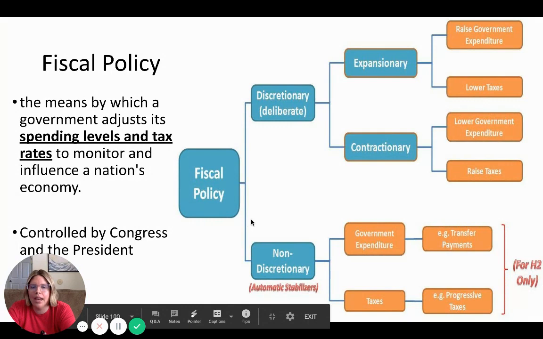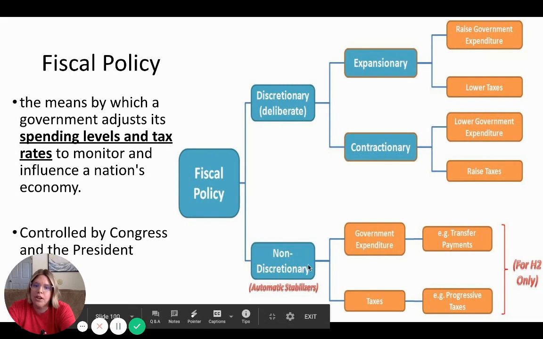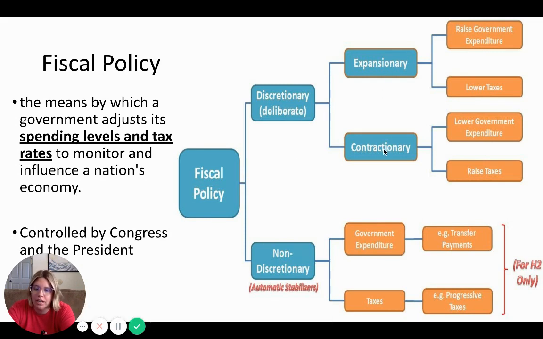Fiscal policy, again, is taxes and spending. You can have discretionary, or they say deliberate up here. That means you made a choice. Non-discretionary are those automatic stabilizers, those things that are already built in. When we're talking about discretionary fiscal policy, that could be expansionary or contractionary. If we're doing expansionary, we'd raise government spending and lower taxes. Contractionary, we'd lower spending and raise taxes. Just remember that fiscal policy is controlled by Congress and the president, and when we pass a new law, that would be an example of fiscal policy, a new law related to taxes or spending.